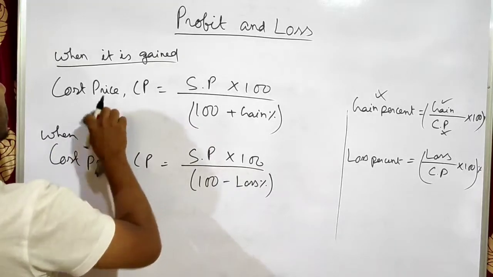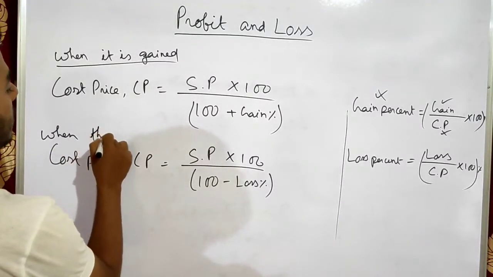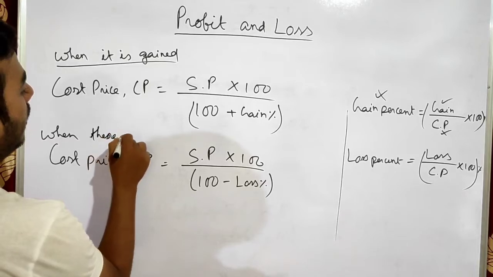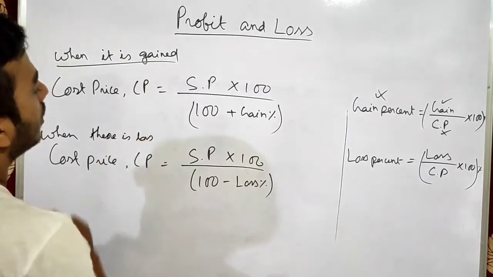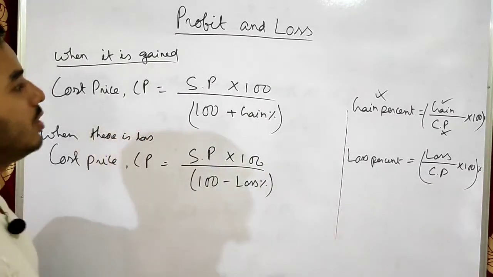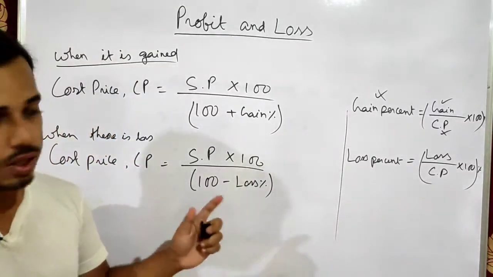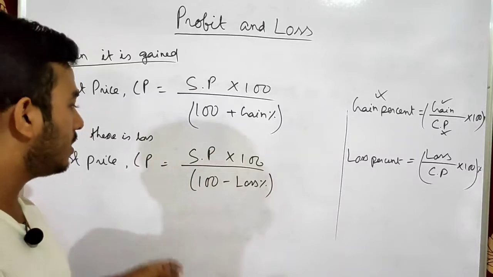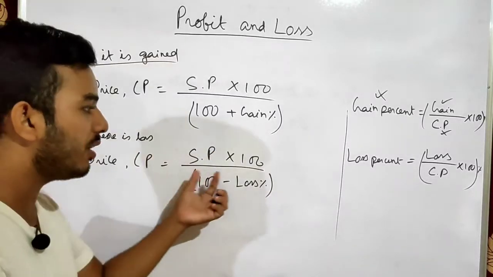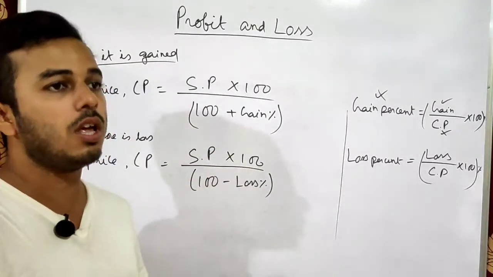Or when there is loss, you can write when there is loss. So by this you can find out CP. CP equals SP into 100 divided by 100 plus gain percent. Then when it is loss, it will be SP into 100 divided by 100 minus loss percent.